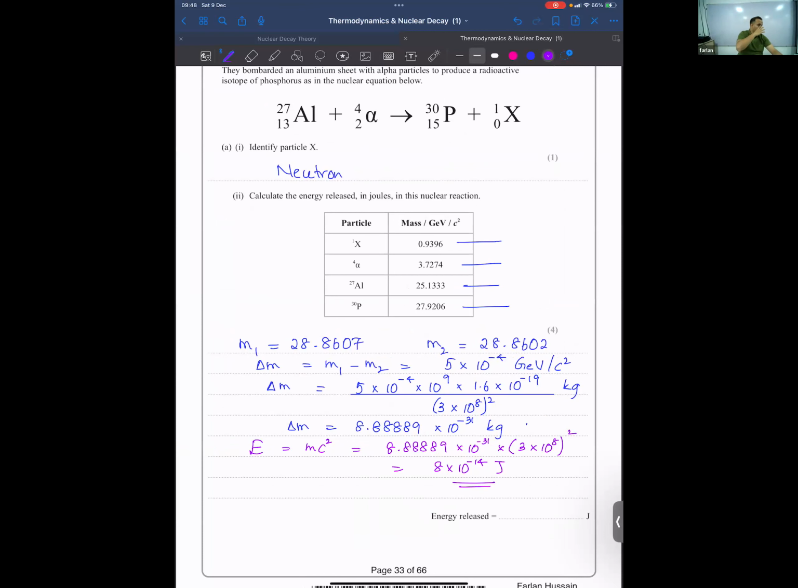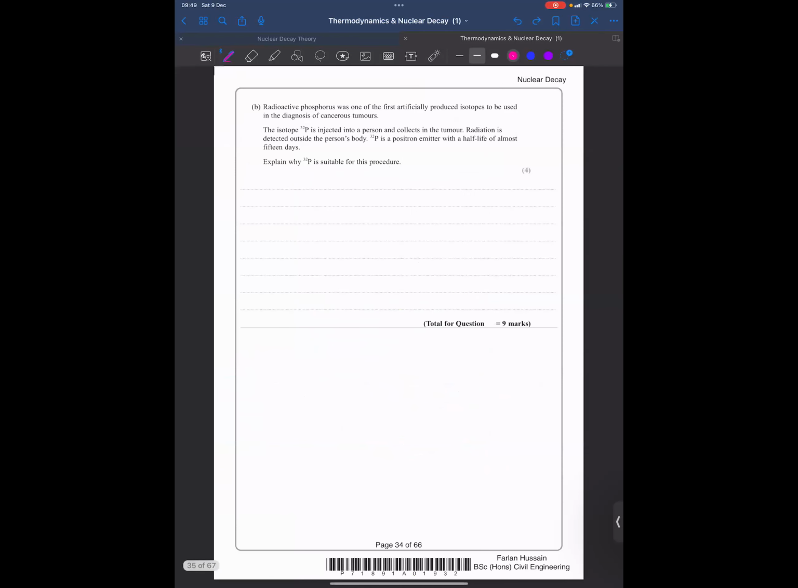I don't understand how X is the neutron, sir. Why? It has no charge and it has a nucleon number of 1. No protons, with a nucleon number of 1, means it has to be the neutron, right? What else can it be? Okay. Fine. Guys, part B.